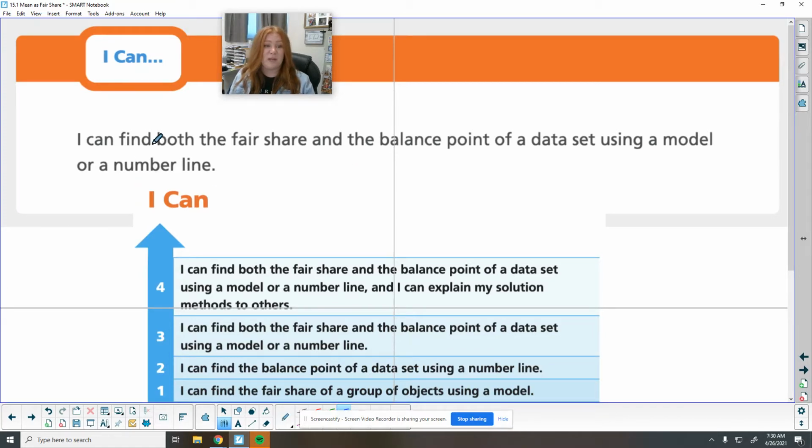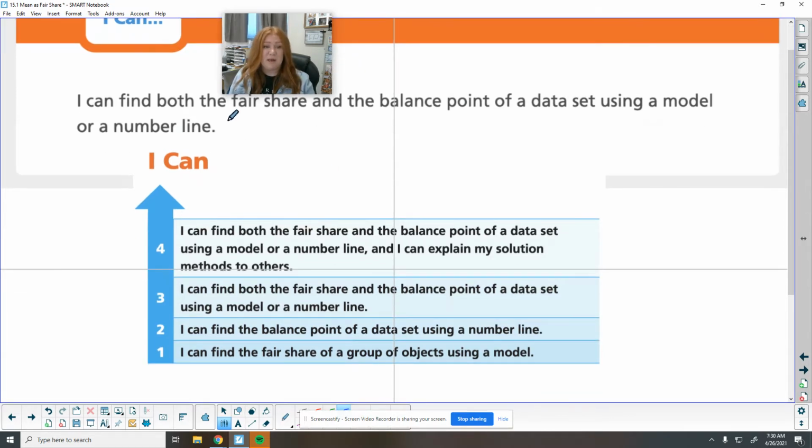So we are working on finding the fair share or the balancing point of a data set. So we're going to be using our number lines and finding these fair shares. So in that last problem, the fair share of flowers was every bouquet had 12 flowers. So it can be called the fair share, the balance point. You might hear it called the average or the mean. All of those are meaning the same thing.